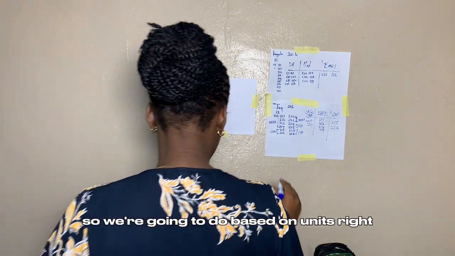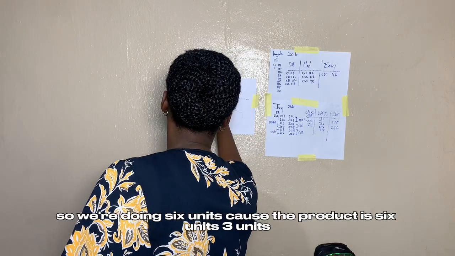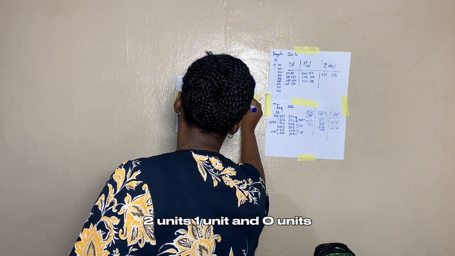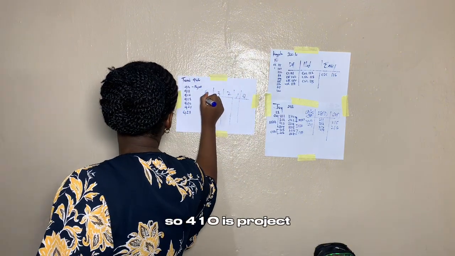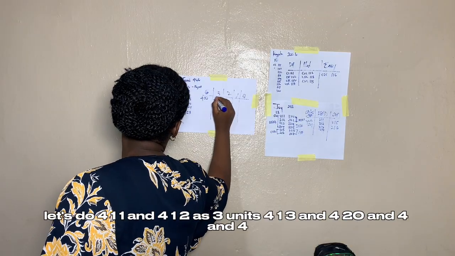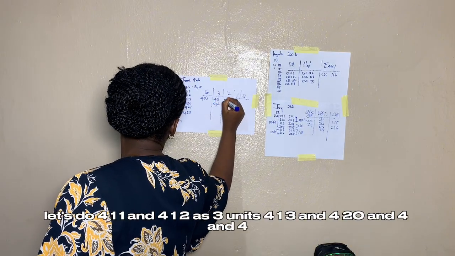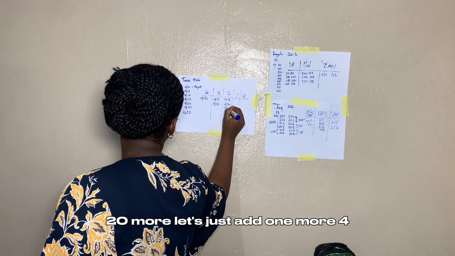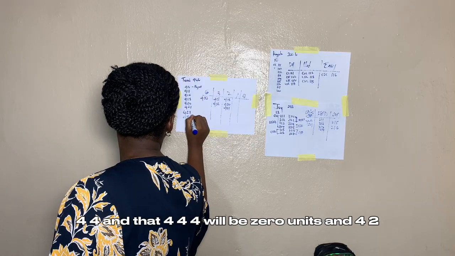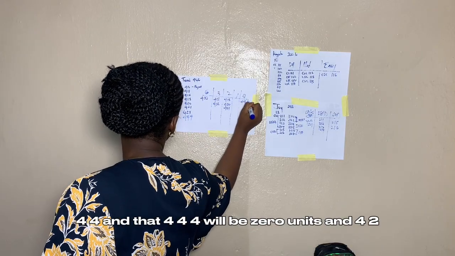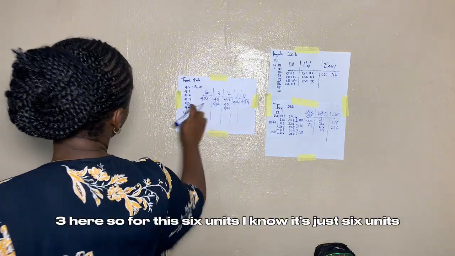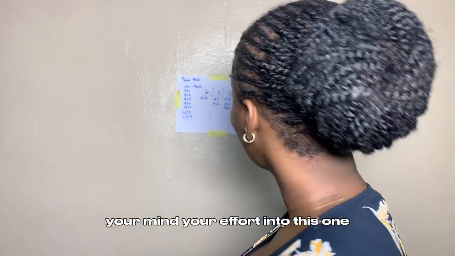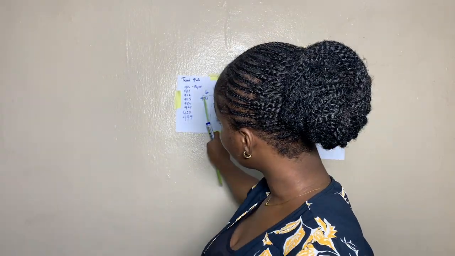So we're going to do this based on units, right? We're doing 6 units because the project is 6 units, then 3 units, 2 units, 1 unit, and 0 units. So 410 is the project. Let's do 411 and 412 as 3 units, 413 and 420, and 421. Let's just add one more, 444, and that 444 will be 0 units, and 423 here. So for this 6 units, it's just one course, but you have to put your power, your mind, your effort into this one, right?